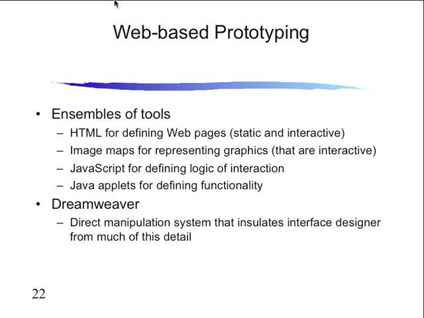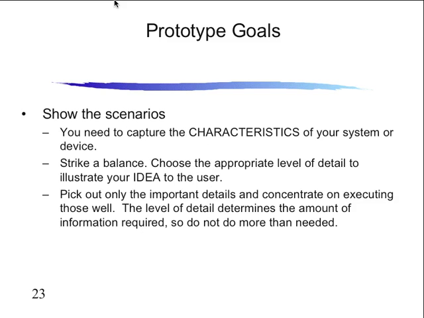Assembled of tools, we've got HTML, static, interactive, scripting languages that work with it, images, maybe representing graphics. JavaScript can be used for the logic. Java applets can be defined for functionality. Dreamweaver is an example of a manipulating system that insulates the interface designer from much of this detail and automates. So Dreamweaver, very popular these days actually. Used as a higher level interface to a lot of web development, makes it easier to actually create a lot of more functional stuff.